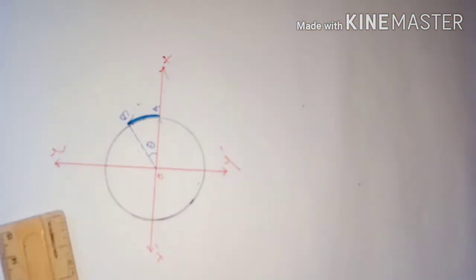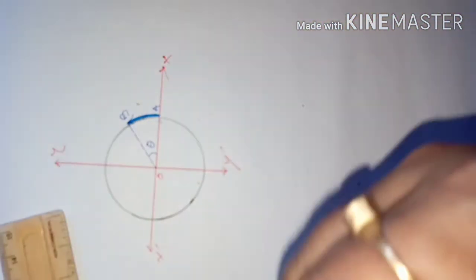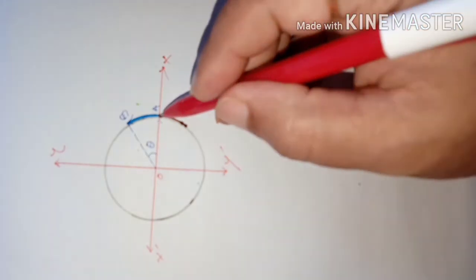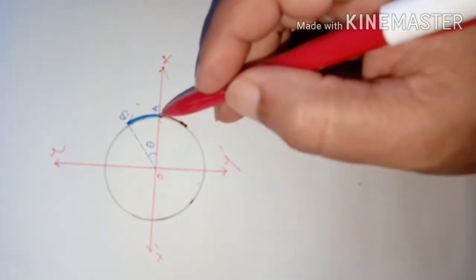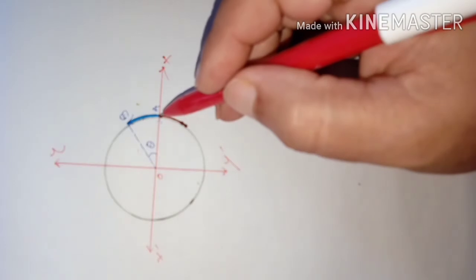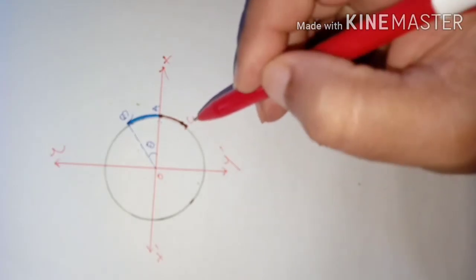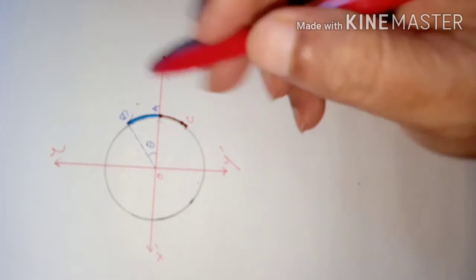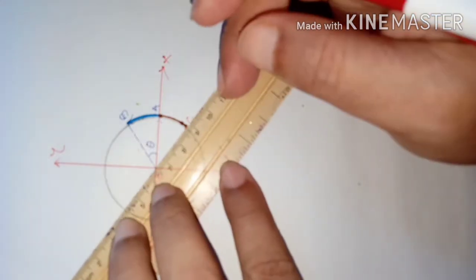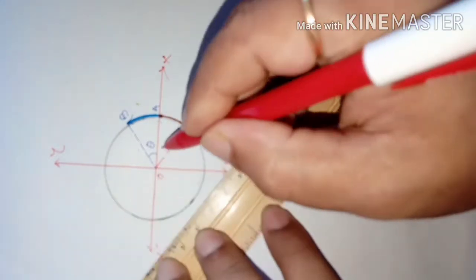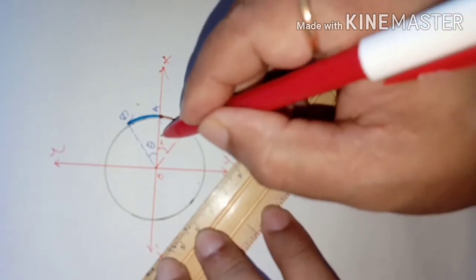Now if the same revolving ray revolves in the clockwise direction by the same distance as it has traveled from A to B, that is, the same distance is traveled from A to C in the clockwise direction, then the angle subtended by this arc at the center, we will call it minus theta.